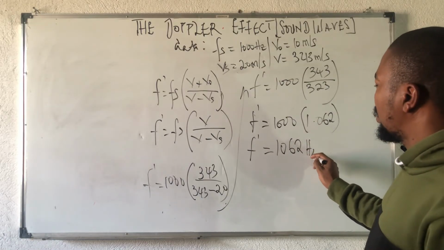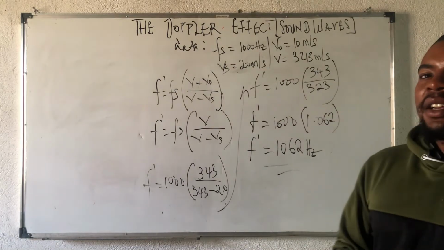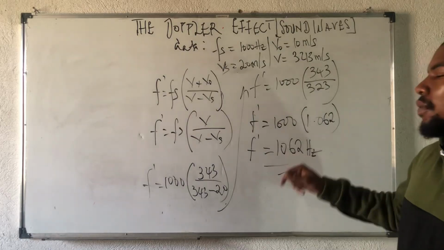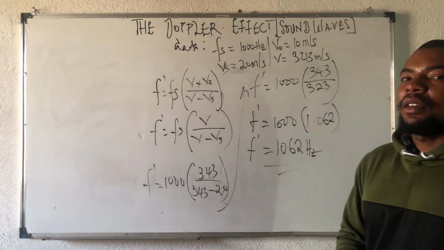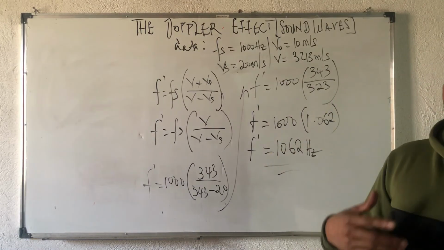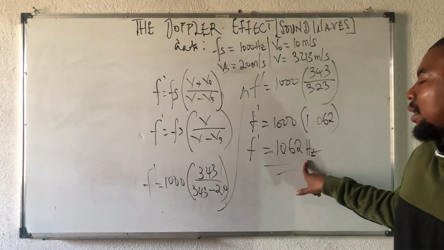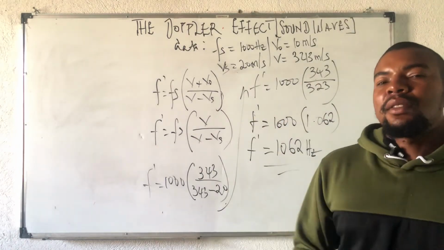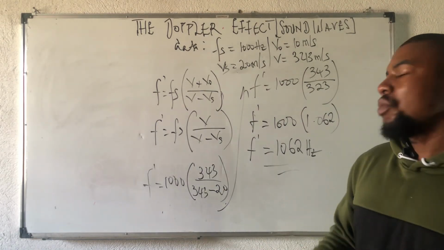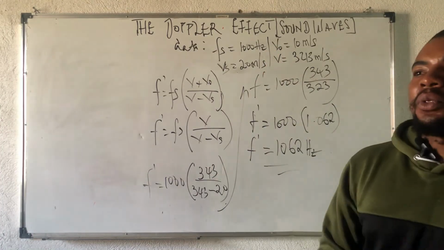Frequency prime is equal to 1000 multiplied by this value, which gives us 1062 hertz. You can see that this solution also gives us a value higher than the true frequency of source, which shows that as the source approaches, the observer hears a higher pitched sound. But if the source were moving away from the observer, we would definitely get a number lower than 1000 hertz.